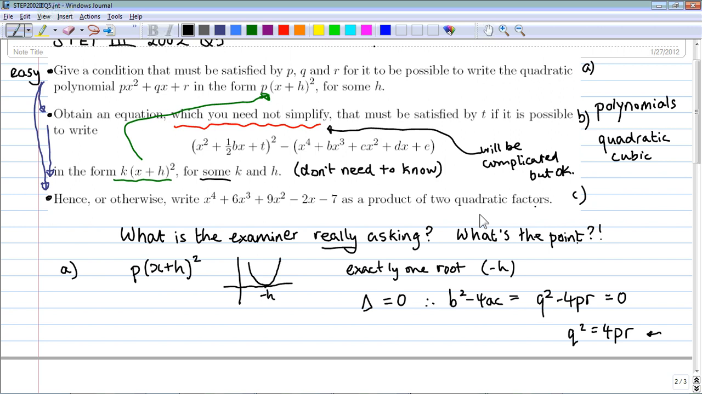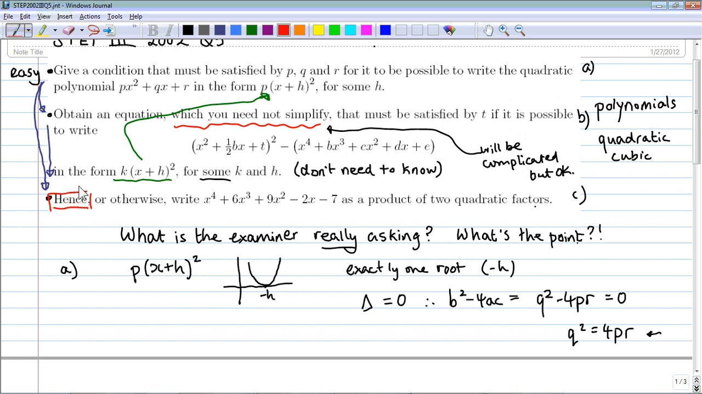So there's a couple of things to notice about this third part. First of all, the word hence. It's very important because in each question the examiners decide, should we require that the student use the method given, or is it acceptable for them to use another method? And I would say that the majority of the time, maybe 75% of the time, they require you, as they do here, to actually use the result of the previous part.